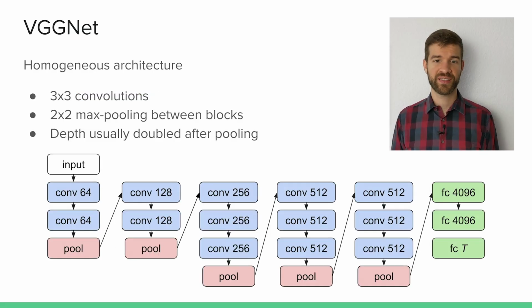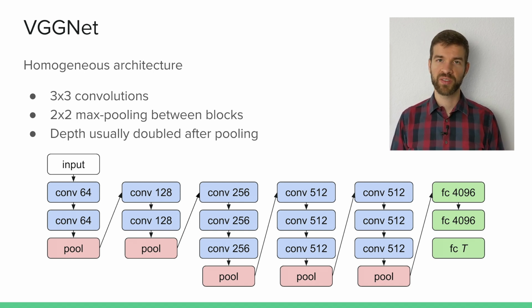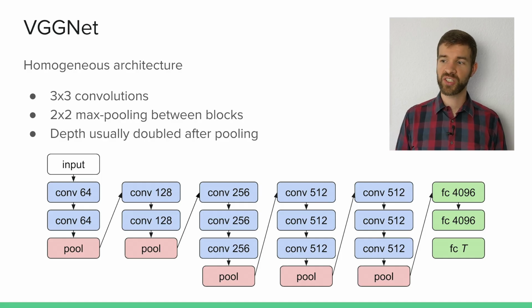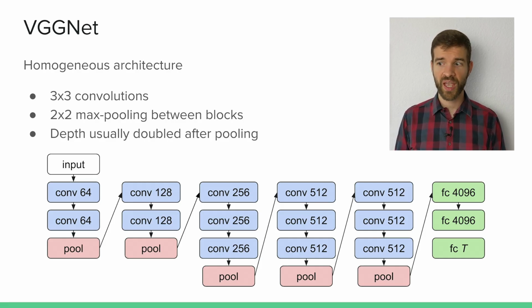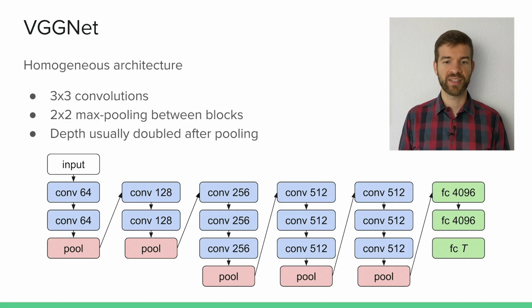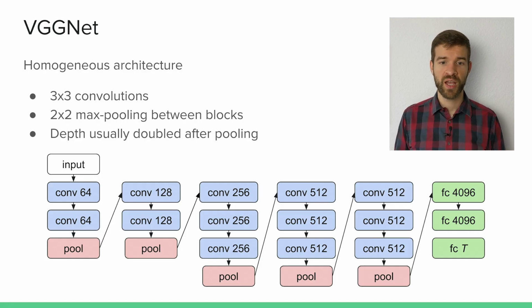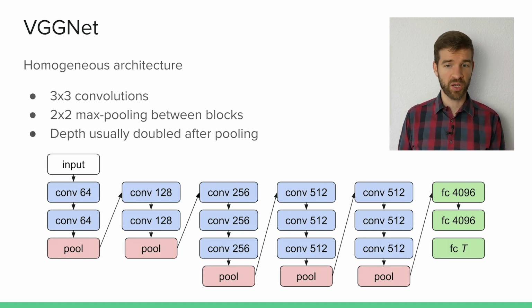So the VGGNet is kind of a homogeneous architecture that has been developed some time ago, but it was one of the most famous ones because it was the first one that had this big breakthrough for the large-scale visual recognition challenge, where they try to classify images on a really large scale on the ImageNet dataset. And it has about 140 million parameters, but it was really a breakthrough. How it works is that it has multiple blocks, and it uses 3x3 convolutions and 2x2 max pooling between these blocks.